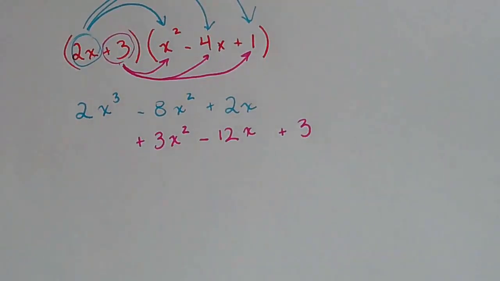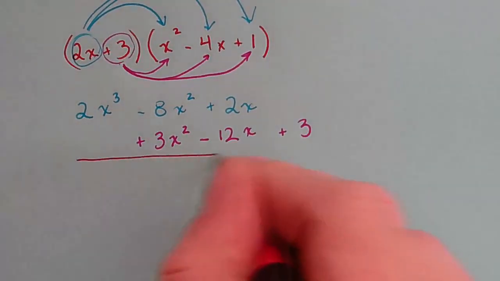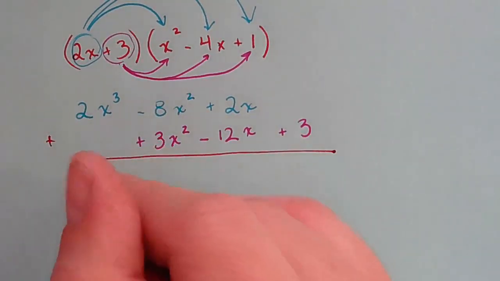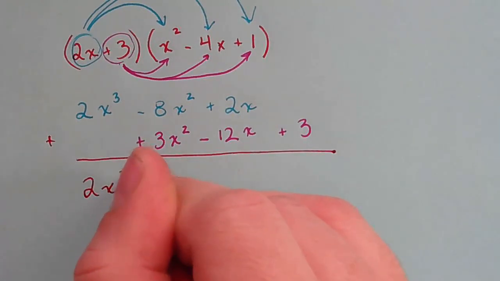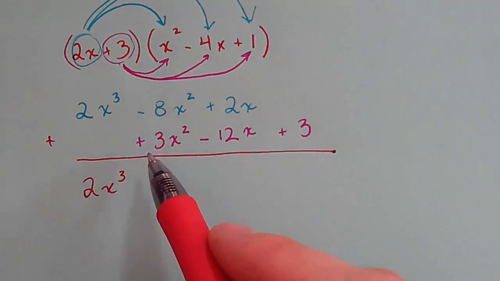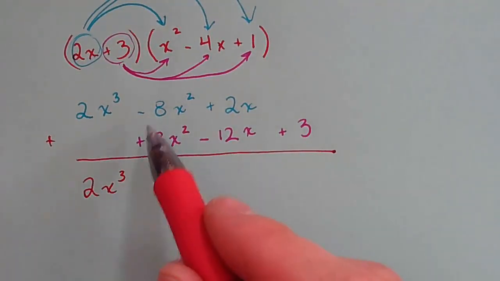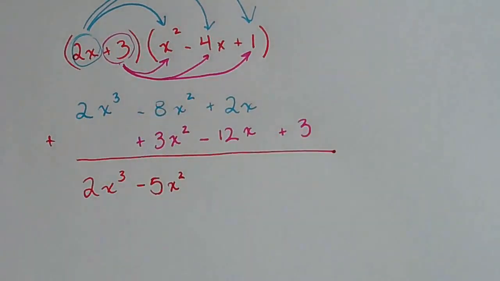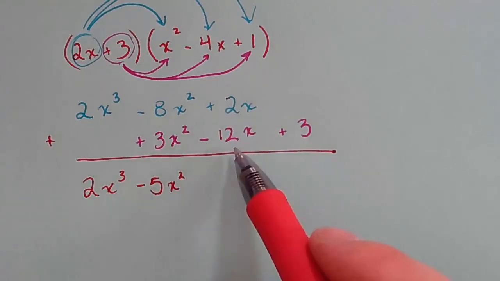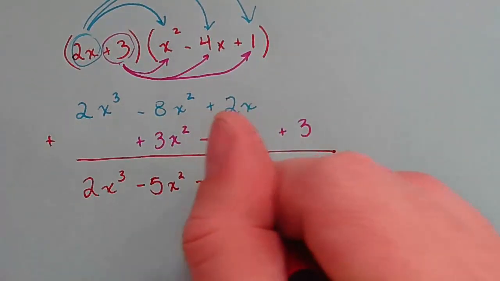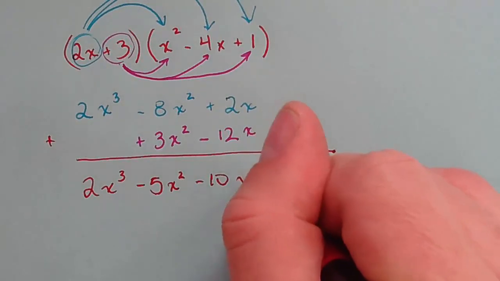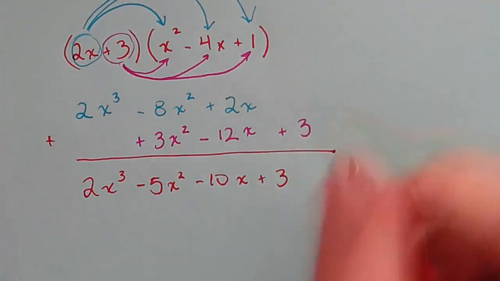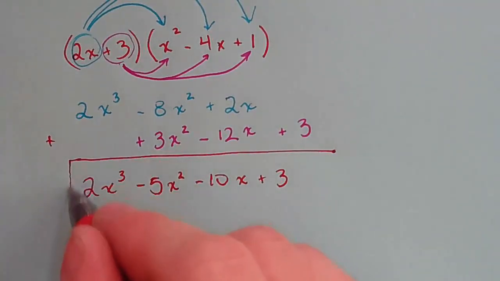All right, we can go ahead and see if we can combine these like terms by just adding straight down. There's nothing here. That's like a 0. So we have 2x to the third. Negative 8 plus 3, right? These are like terms. So negative 8 plus 3 is negative 5x squared. 2 minus 12 is negative 10. And just the x's stay the same. And then this plus 3, well, there's nothing else. So just plus 3. And this is your expression.